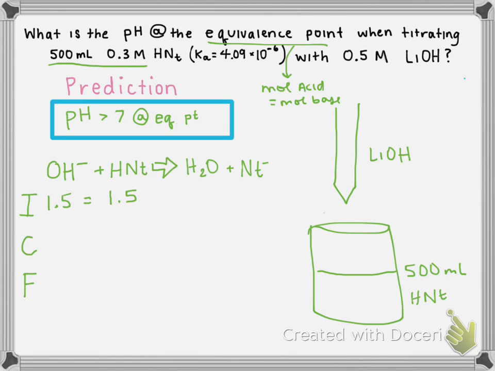And so we know we needed to add 1.5 moles, which is equal to some amount of liters times our 0.5 molar solution. And so we would have had to add 300 milliliters of our lithium hydroxide to reach equivalence. And so then once we do this, our final overall volume is 800 milliliters.